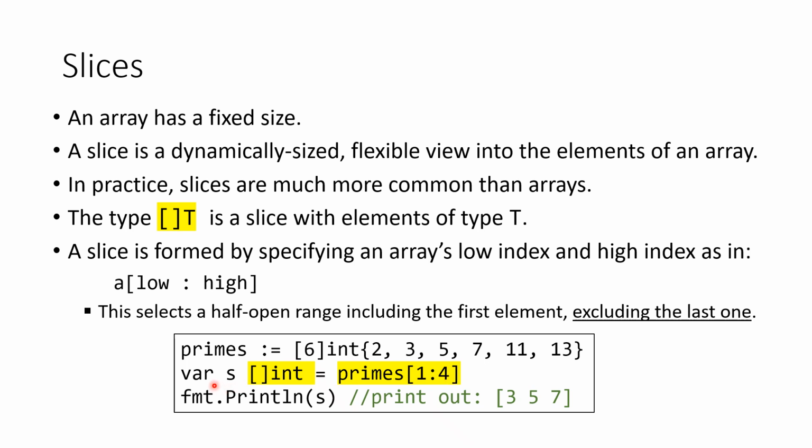And if we print out the value of the slice s, then we only see the elements of the array primes from index 1 to index 3. So those elements are 3, 5, and 7. It does not include the element at index 4, which is 11.